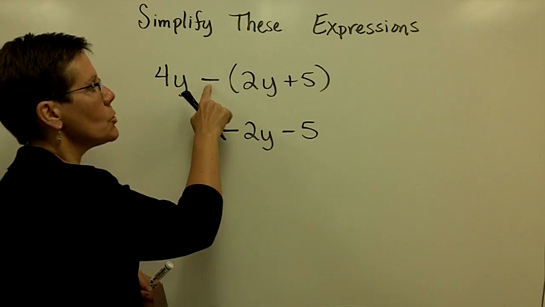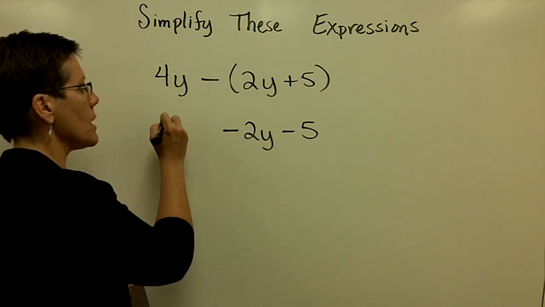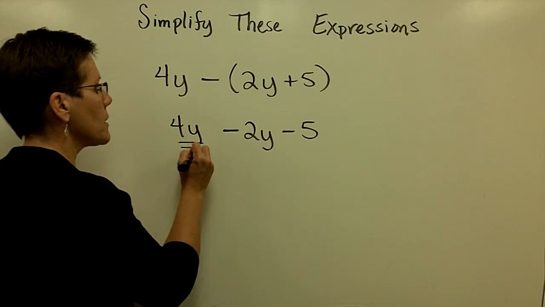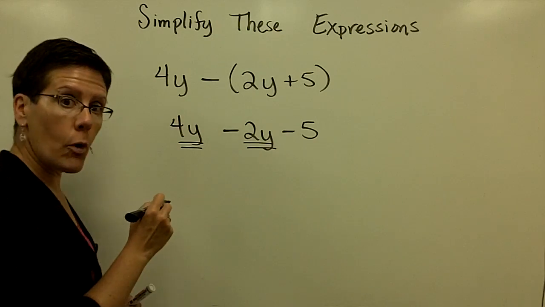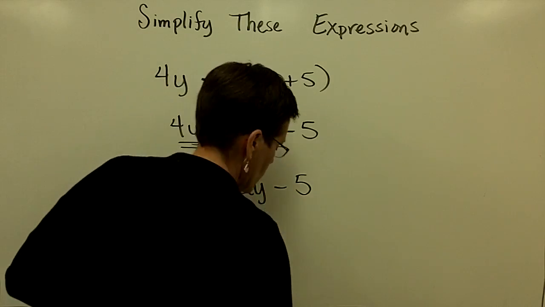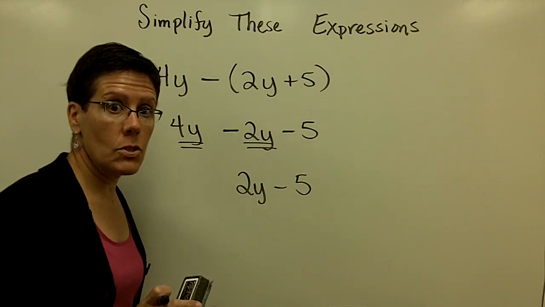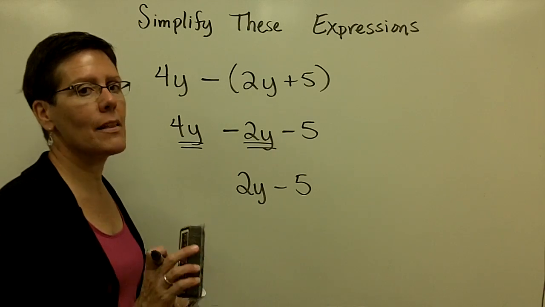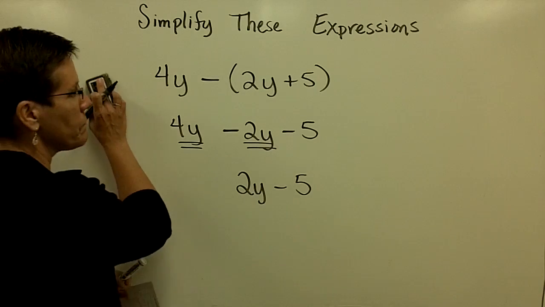Drop the parentheses because you have distributed the negative 1 times those, and you are ready to combine your like terms. 4y minus 2y is 2y, and bring down your minus 5. Those are not like terms, the 2y and the minus 5. I cannot collect them. I have to leave it alone.